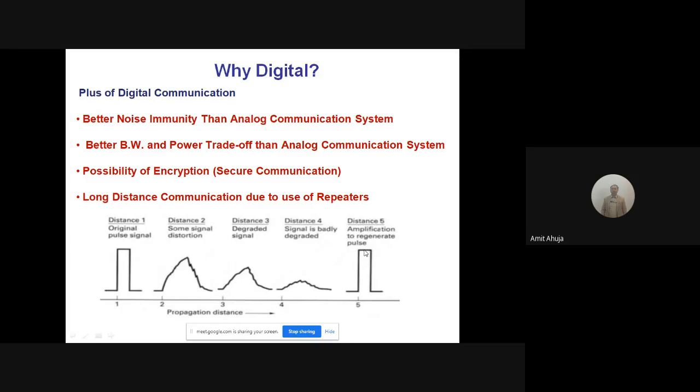So you can see from distance 1 to distance 5, there was so much distortion. Not only distortion, noise was added as well. But at the fifth place, I have countered all the noise. I have shed all the noise. And finally, what I get is a fresh pulse, and that is called a regenerative pulse. And that is the beauty of digital communication. I'm able to recover my original pulse, a fresh pulse, and I'm able to shut off the effect of noise and distortion that was in between distance 1 and distance 5.